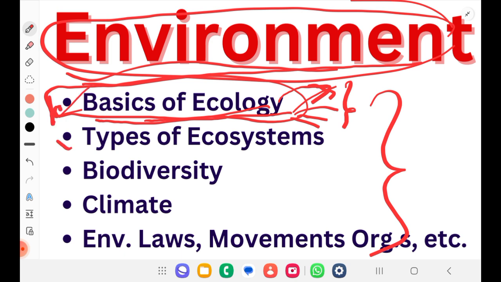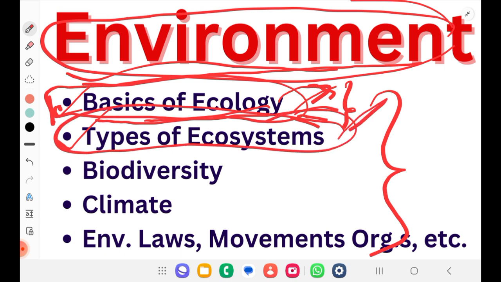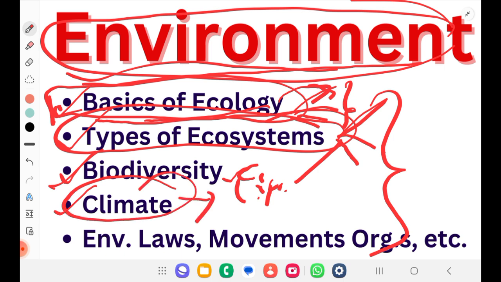In the second chapter, we will study types of ecosystems. There are different types like tropical, temperate, different kinds of marine and aquatic life forms, etc. Different types of ecosystems we will deal with. Then we'll go for biodiversity. We'll see the different conventions, even the species, also national parks, wildlife sanctuaries, etc. Then in the fourth chapter we'll see about climate, pollution, all these factors. Finally, we'll also see different environment-related laws, movements, even organizations.